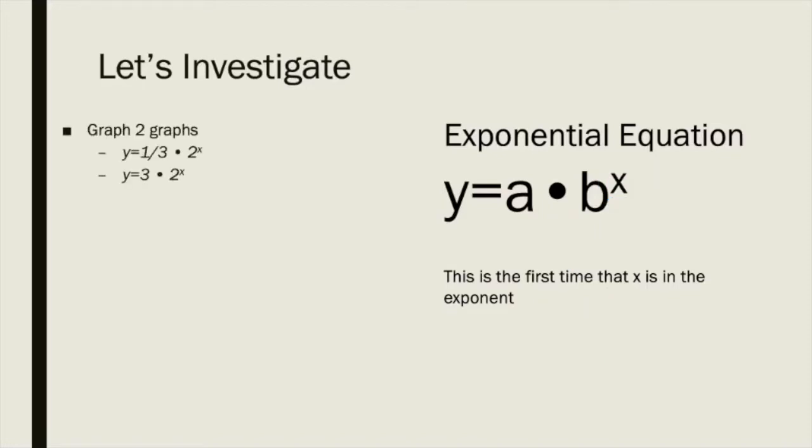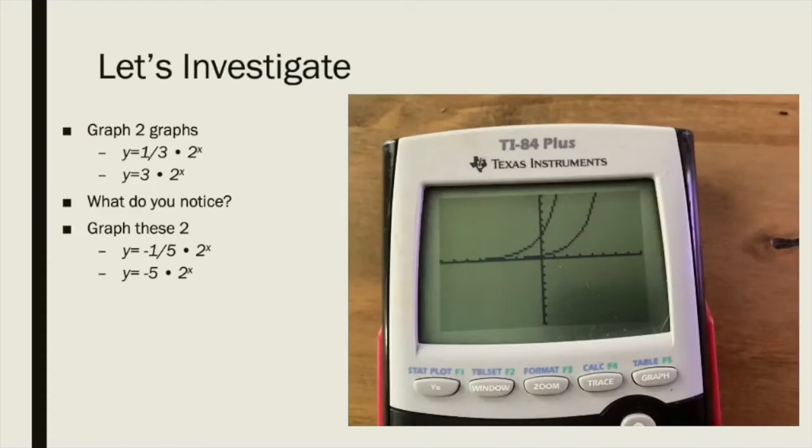So I want you to get your calculator out, and I want you to put these two graphs in your calculator: 1/3 times 2 to the x, and 3 times 2 to the x. And I just want you to see what the graphs look like. So both of them in? Yeah, put them in y1 and y2. We're graphing the 1/3 and the 3 right here. We concluded that this is the 1/3 and that one's the 3, right?